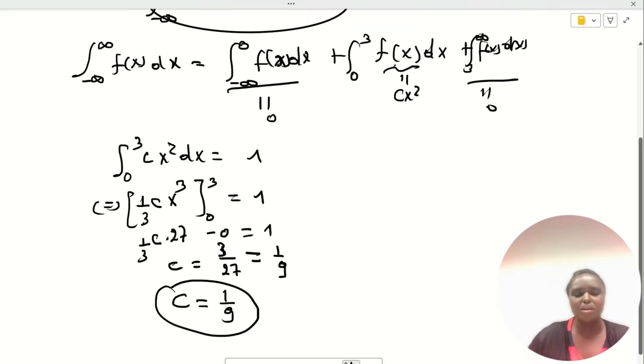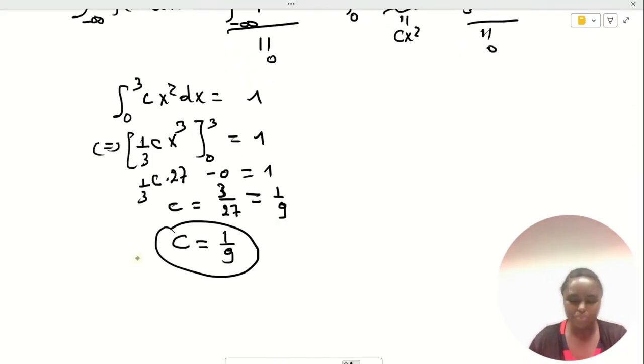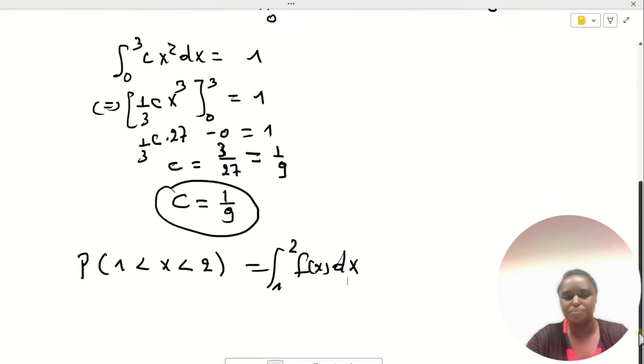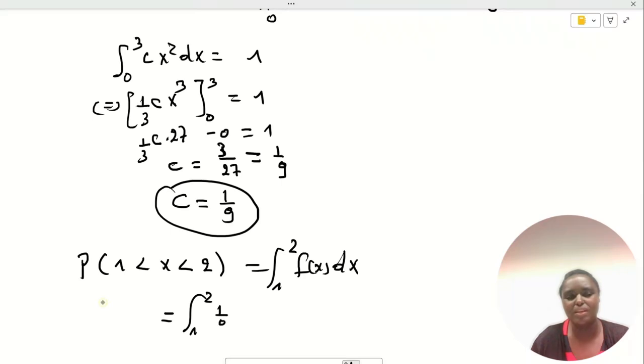That was the answer. And in B, we were asked to compute the probability that 1 is less than x less than 2. So this is equal to the integration from 1 up to 2 of f of x dx. Now we replace c by its value. It's 1 over 9 x squared dx.